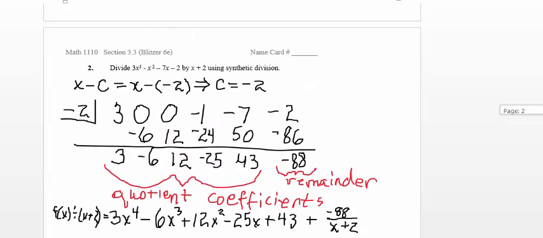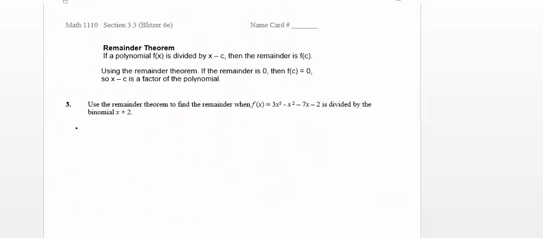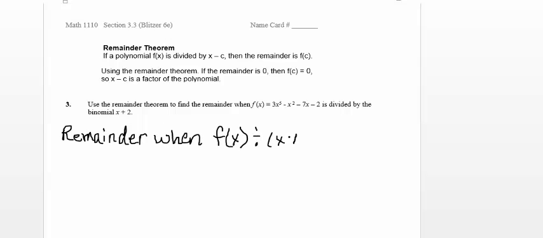And we want the remainder when we divide by the binomial x plus 2. Well, the remainder theorem tells me the remainder when I divide f of x by x plus 2 is f of negative 2, f of c. So the remainder of this division will be f of negative 2. So in other words, we already know that the remainder was negative 88. So that means f of negative 2 is negative 88.